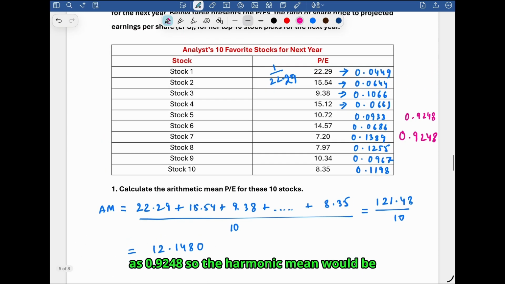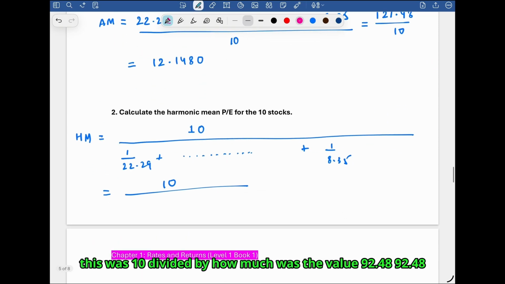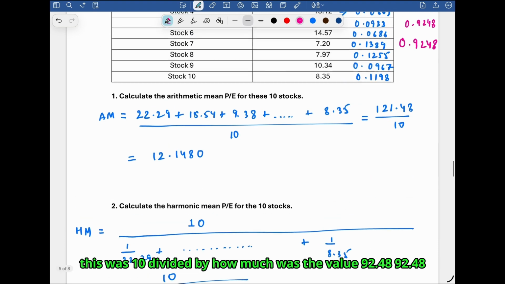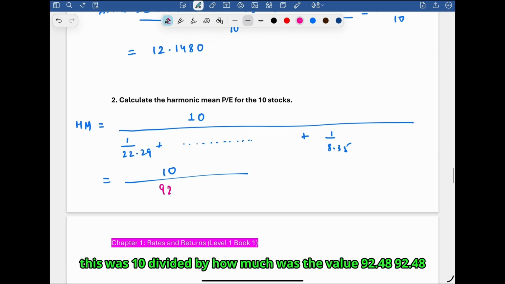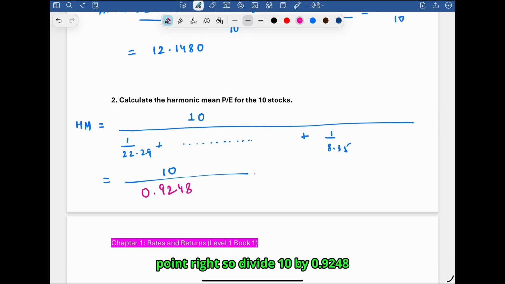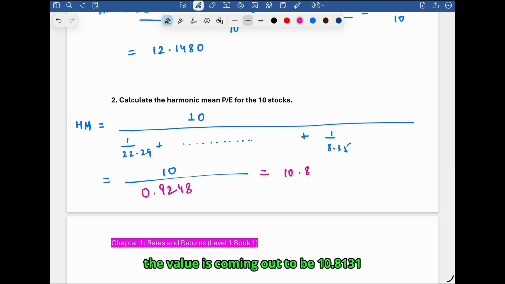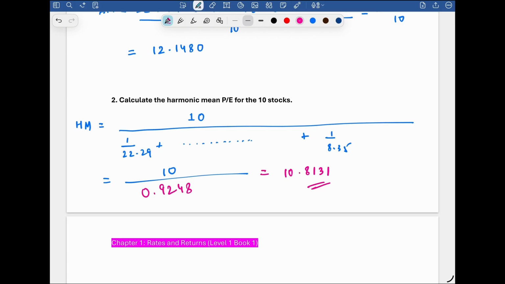So the harmonic mean would be 10 divided by, how much was the value? 0.9248, right? So divide 10 by 0.9248. So the value is coming out to be 10.8131. So this is the value of harmonic mean.